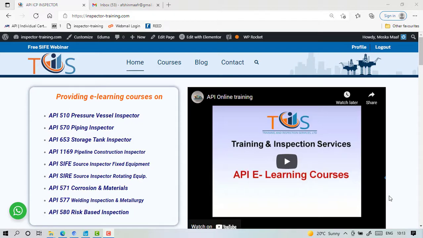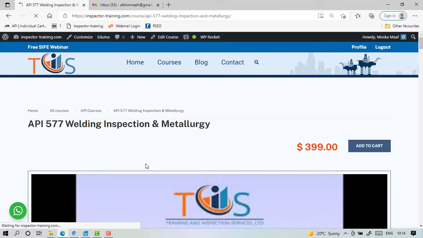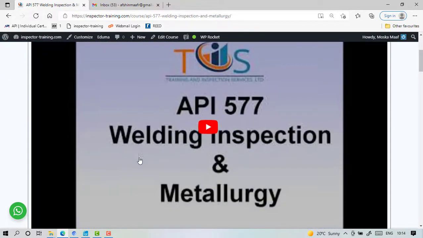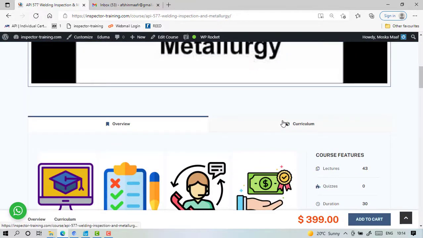We provide e-learning courses on 9 methods for API individual certification program. Today we are going to look at a few free sample questions that you can find on our website about API 577, welding inspection and metallurgy. Now, before we go to the questions, I would like to briefly explain what our course involves.